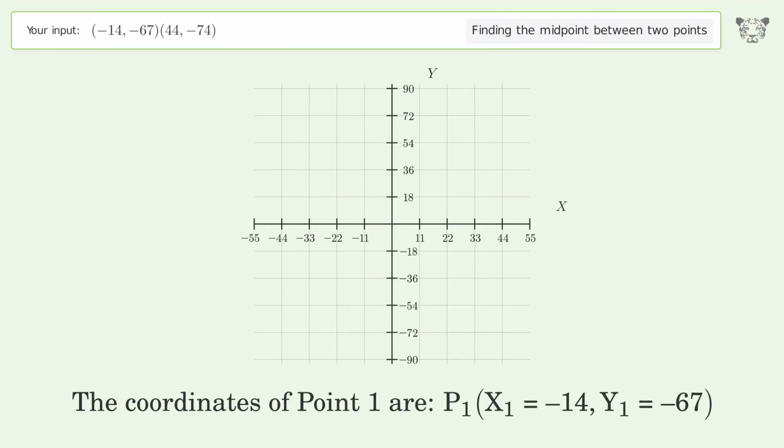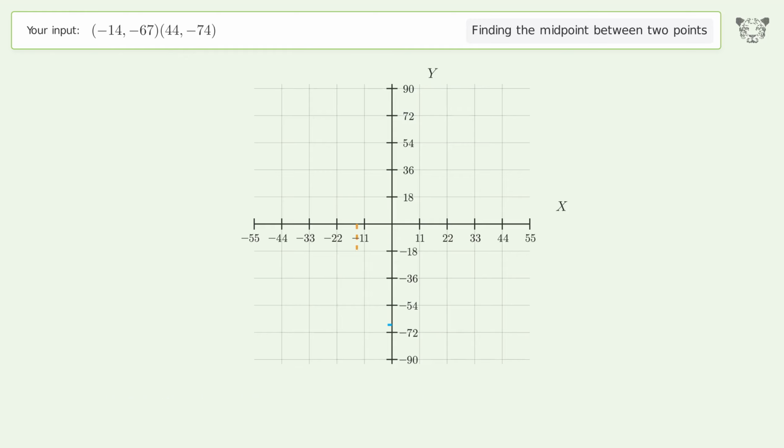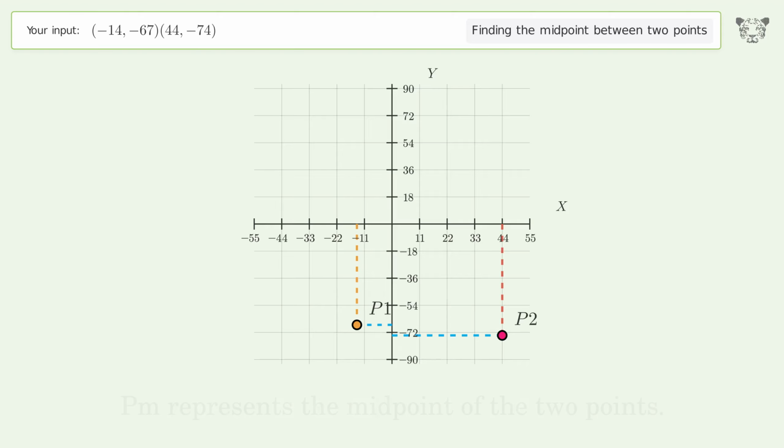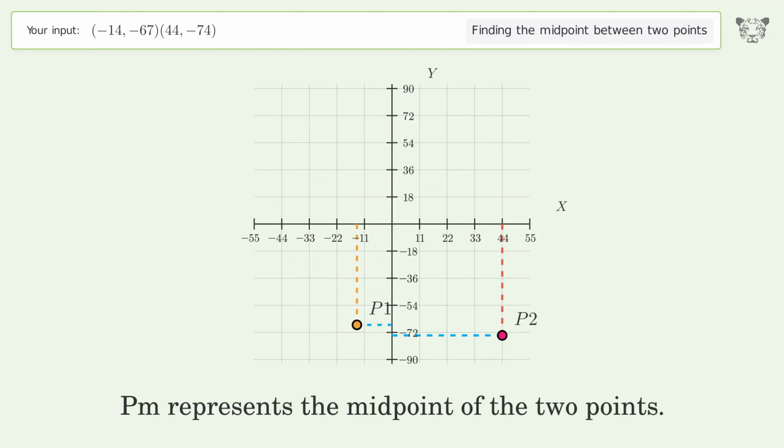The coordinates of point 1 are, x1 equals negative 14, y1 equals negative 67. The coordinates of point 2 are, x2 equals 44, y2 equals negative 74. PM represents the midpoint of the 2 points.